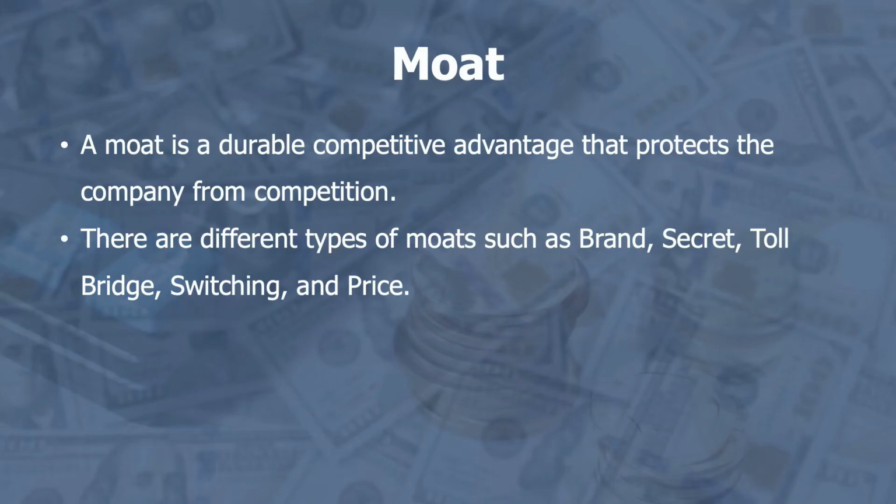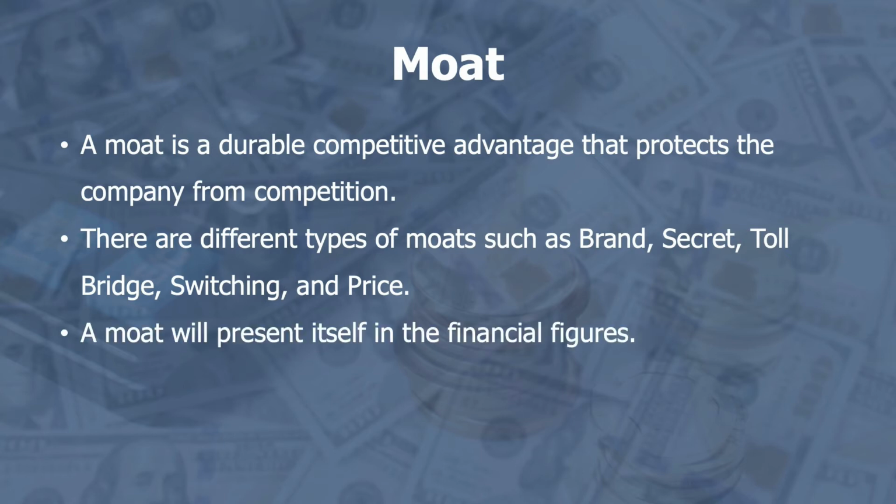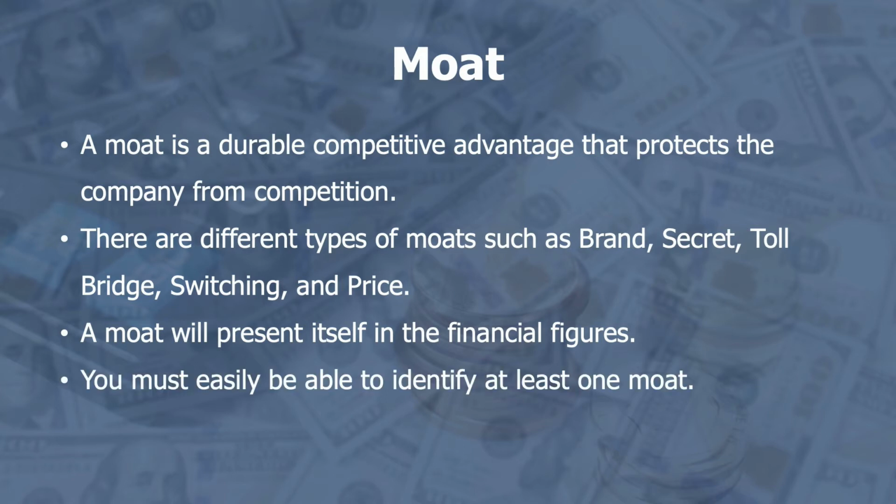So you'll find that there's a number of different kinds of moats. You could have a brand moat, a price moat, a secrets moat, a switching moat, or also a toll bridge moat. These are a few of the different kinds of moats, but what is really important here is the company that you're investing in needs to have at least one moat. You'll find a lot of really strong companies will have multiple moats.